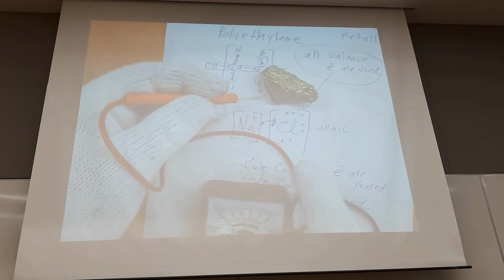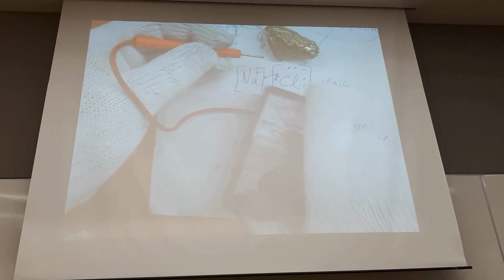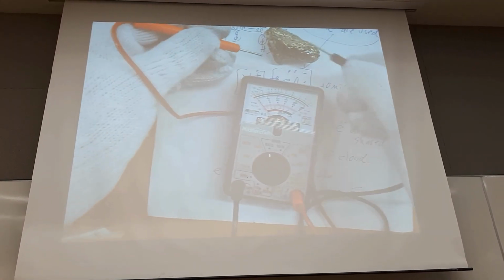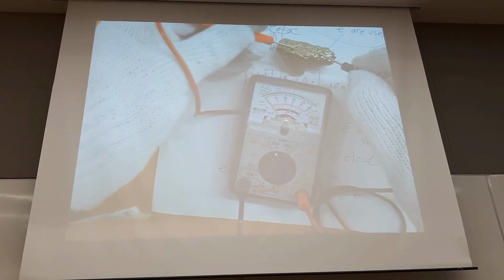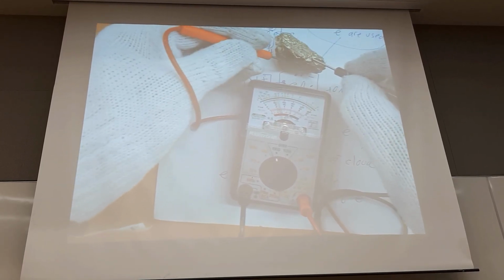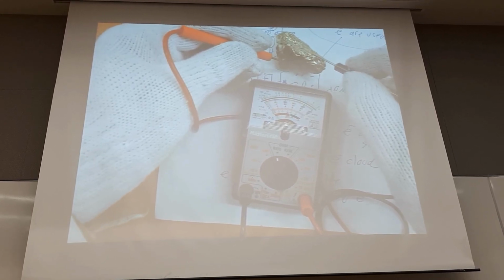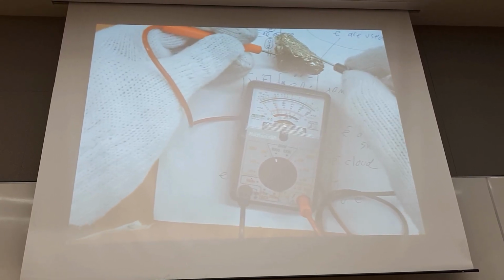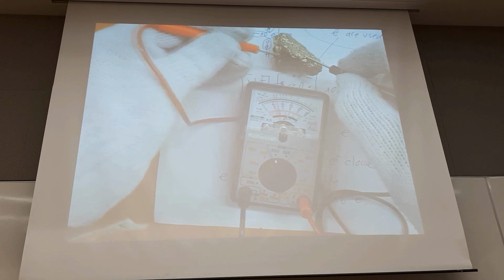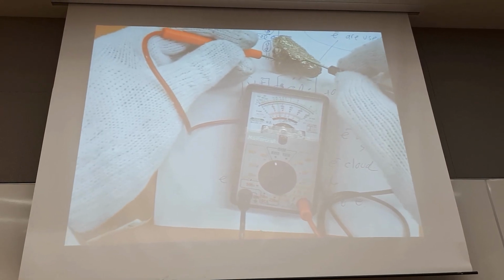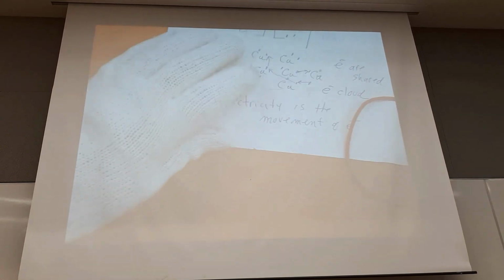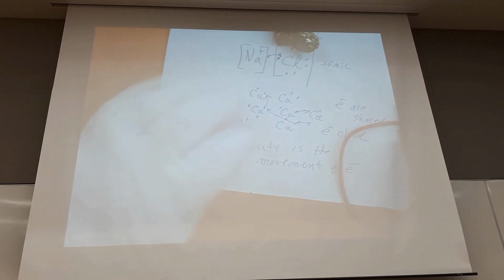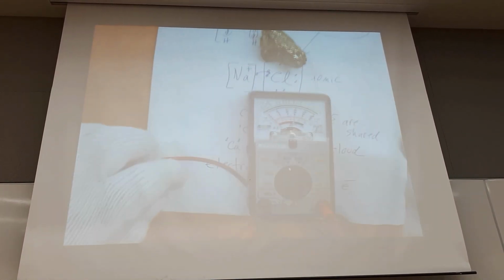Let's find out. And it does. There it is. So iron pyrite, iron sulfide, because there's iron in here, it will conduct electricity because of the bonding structure that it has right here. It has this cloud of electrons.